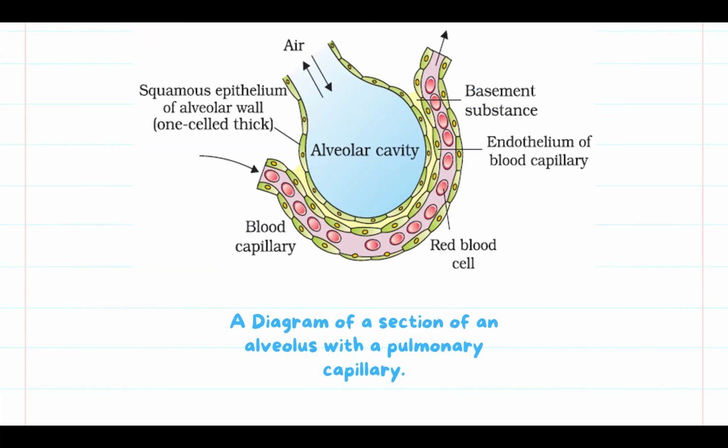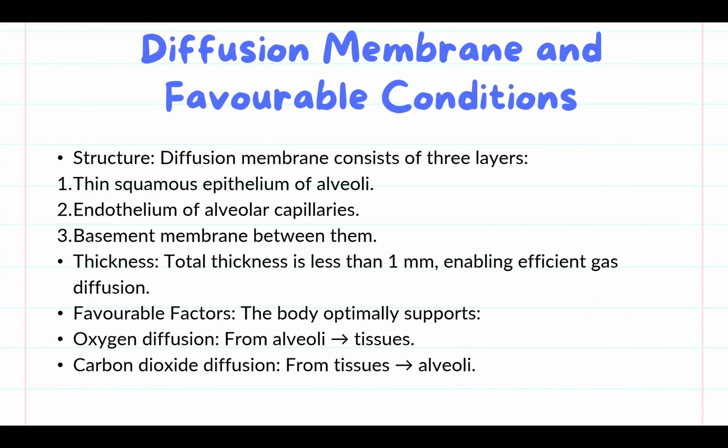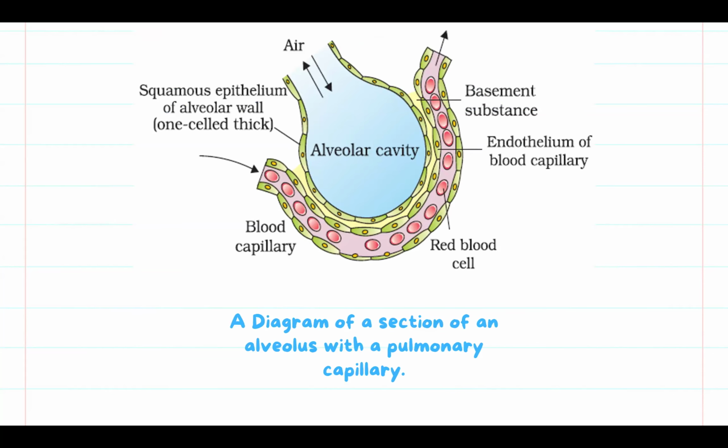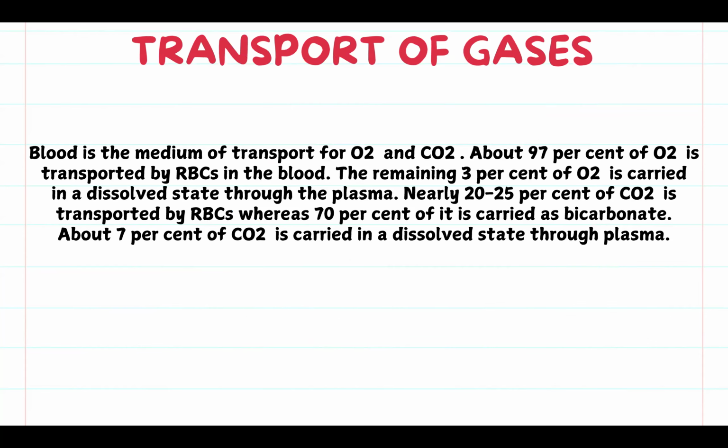As you can see, the three layers I explained: the squamous epithelium at the left, and the basement substance here in the yellow, and the endothelium of the blood capillary is also present, and red blood cells are present, and also there is a blood capillary present. So it is a diagrammatic of a section of an alveolus with a pulmonary capillary. So let's move on to the second part, transport of gases.